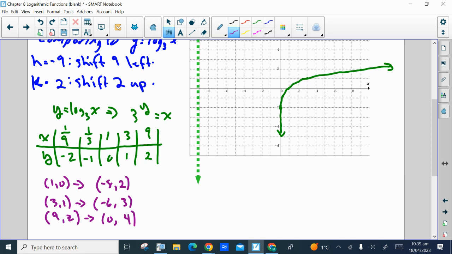So I've got the point negative 8, comma 2. I've got the point negative 6, comma 3. And I've got the point 0, comma 4. So our new graph would look something like this. And we have arrows on the ends because the graph continues on in both directions. So there's the new graph.